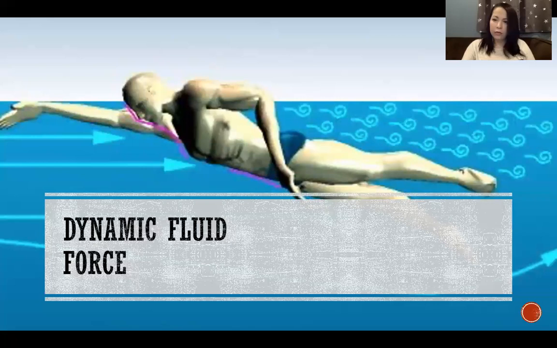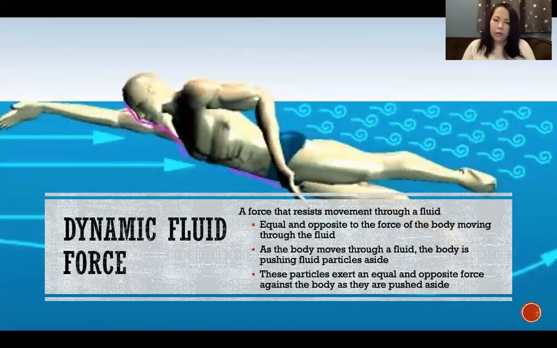Okay, dynamic fluid force is a force that resists movement through a fluid. So like while we're in the water and we're swimming through the water, dynamic fluid force is the force of the water that is resisting our movement.